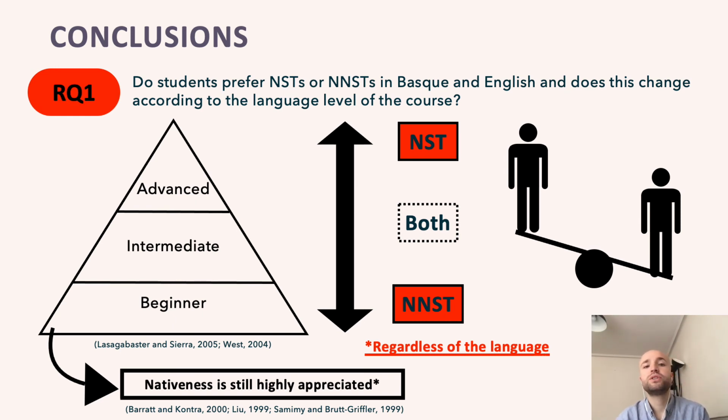What this situation also depicts is that native speaker teachers have a superior position in comparison to non-native speaker teachers. Why? Because non-native speaker teachers' teaching abilities cannot make them able to go beyond intermediate levels of English language and Basque language teaching.